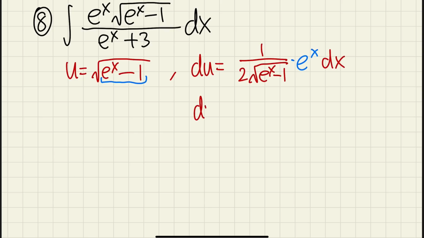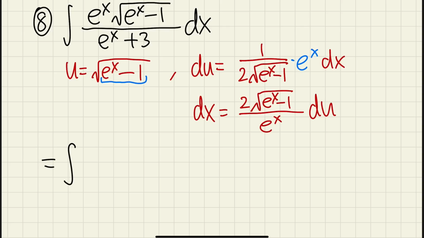Now, to get dx by itself, we will have to multiply the reciprocal of this to both sides, meaning this will be on the top now, and then this will be on the bottom. Okay, then we can go to the u world. We have the integral. On the top, let me keep the e to the x. And then for the square root part, that's the u. And then for the e to the x, I'm also going to keep that, plus 3. And then the dx is exactly what we found right here.